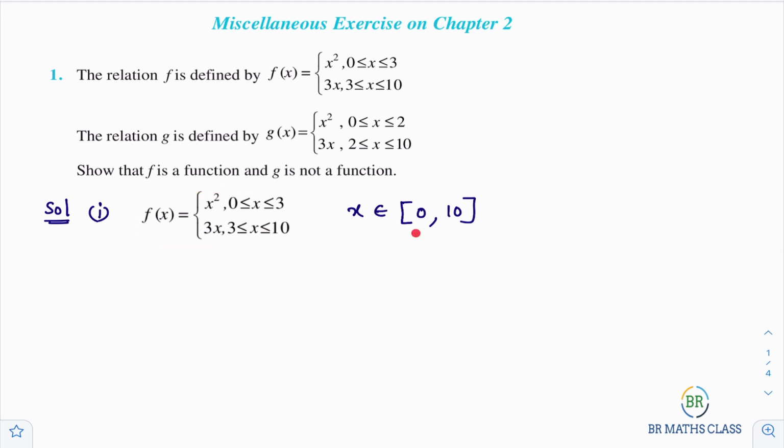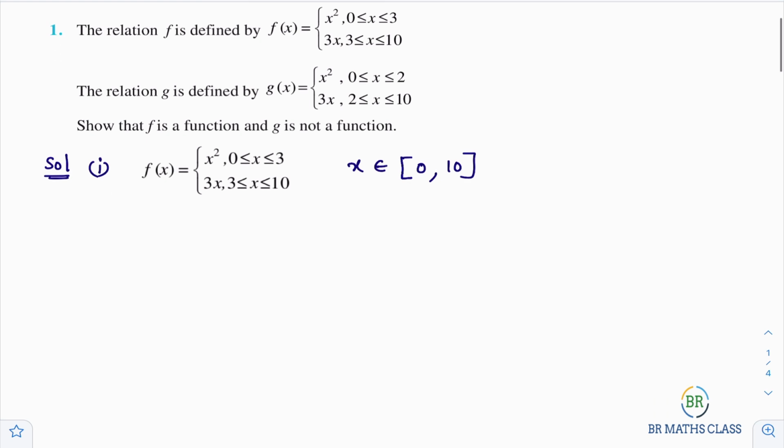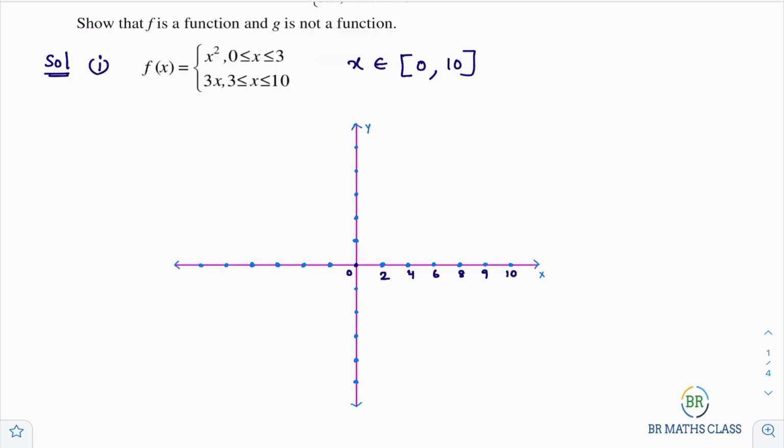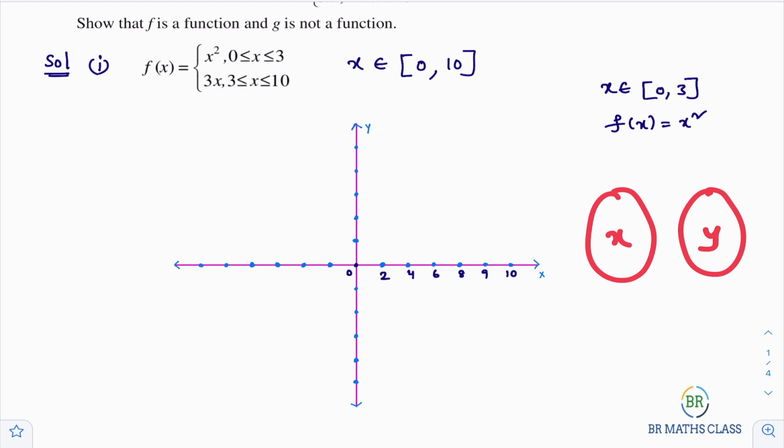Okay. For the interval 0 to 10, I am trying to draw how the graph of this f of x looks. You observe from 0 to 3, they gave f of x as x square. So when x belongs to the closed interval 0 to 3, we need to choose f of x as x square. f of x means what? f of x means the y value. You observe here something like this in the relation, this is x, this is y, x is related like this in the relation f.